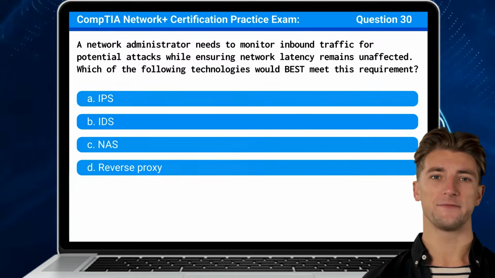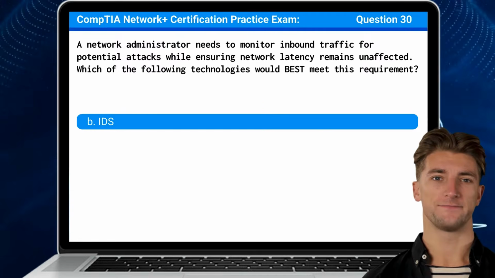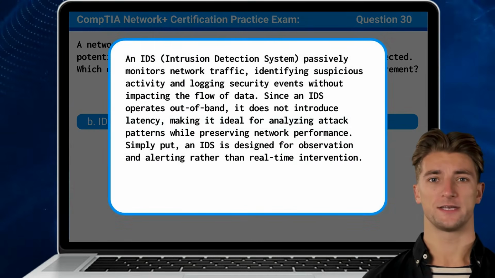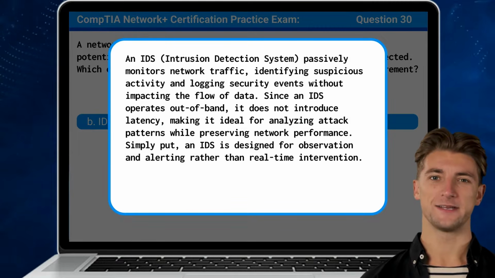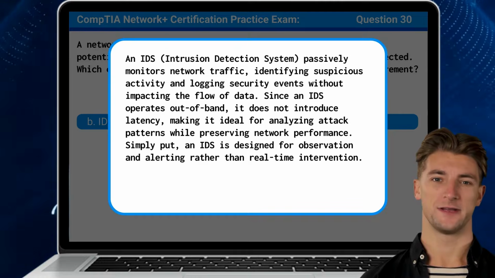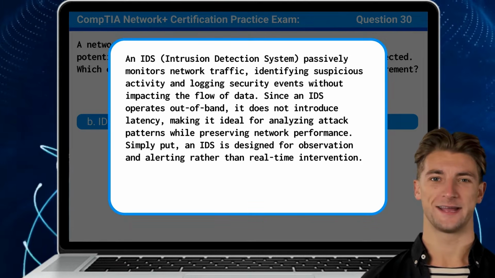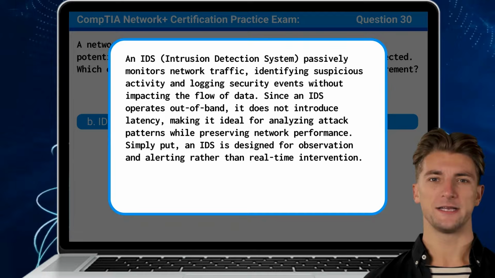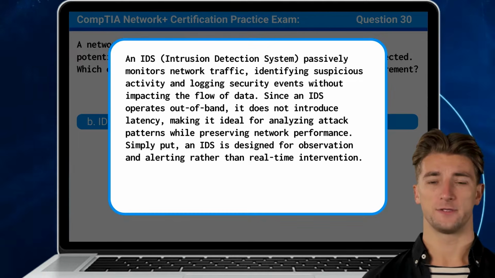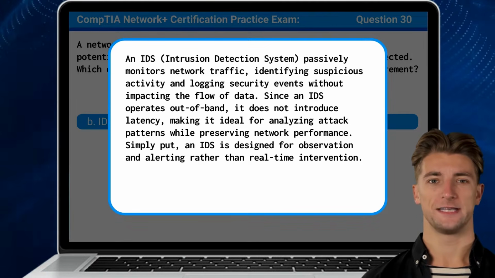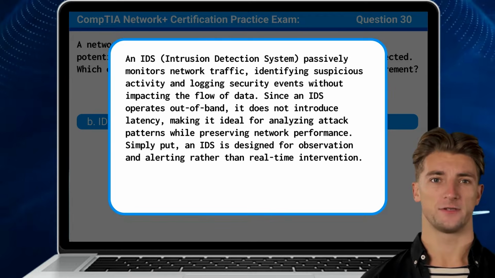The answer is B. IDS. An IDS, or intrusion detection system, passively monitors network traffic, identifying suspicious activity and logging security events without impacting the flow of data. Since an IDS operates out of band, it does not introduce latency, making it ideal for analyzing attack patterns while preserving network performance. Simply put, an IDS is designed for observation and alerting rather than real-time intervention.